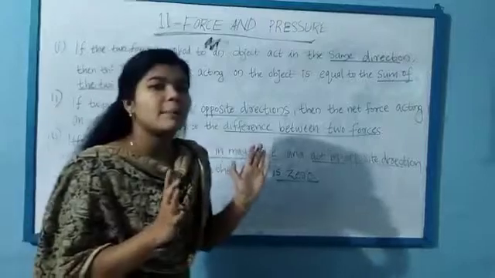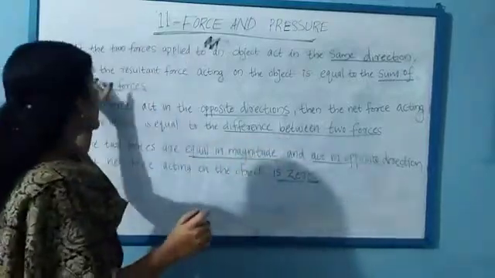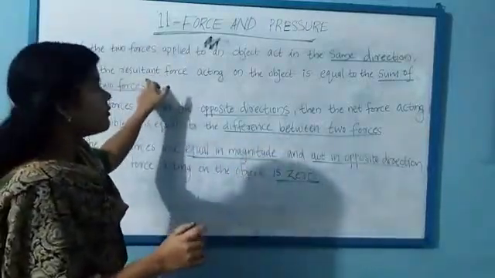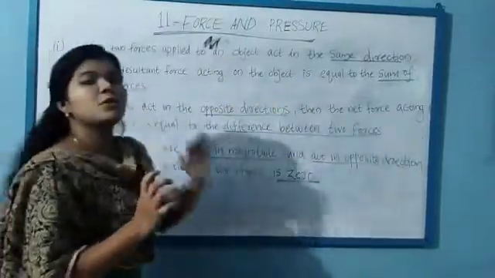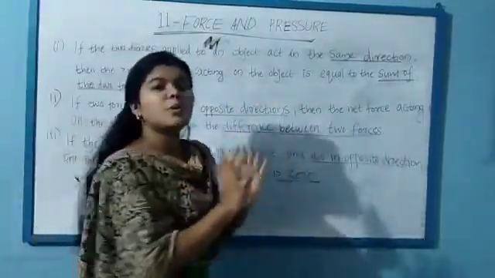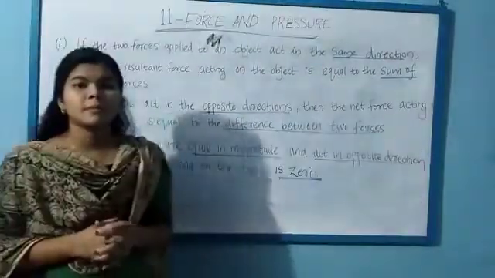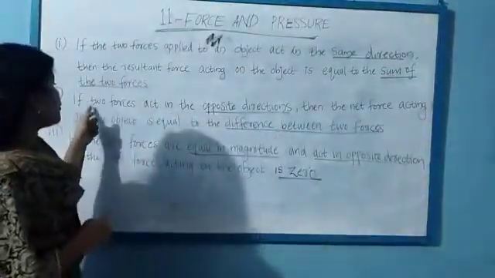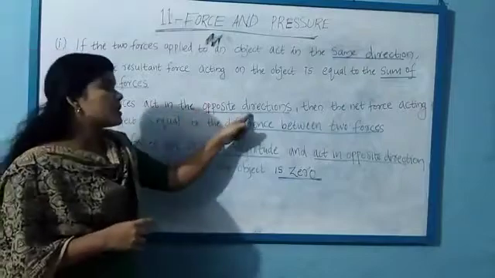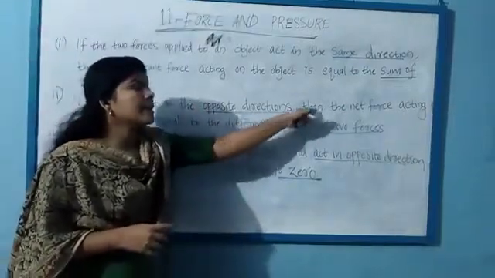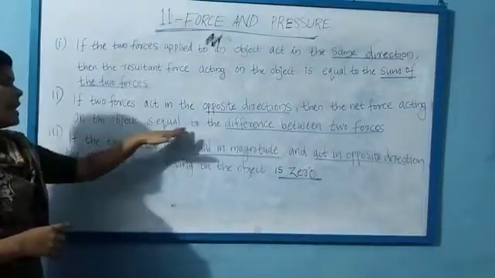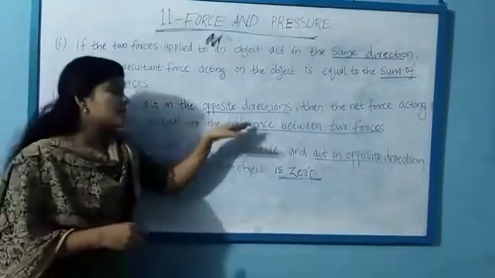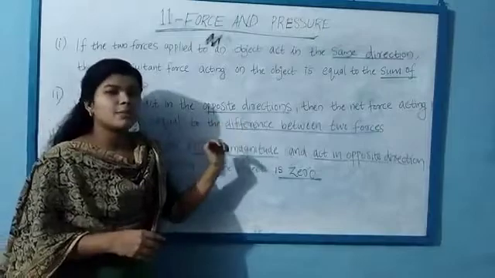If the force is applied in the same direction, then the resultant force will be equal to the sum of the two forces, and you can easily move that body. And if two forces act in the opposite direction, then the net force or the total force acting on the object is equal to the difference between two forces.